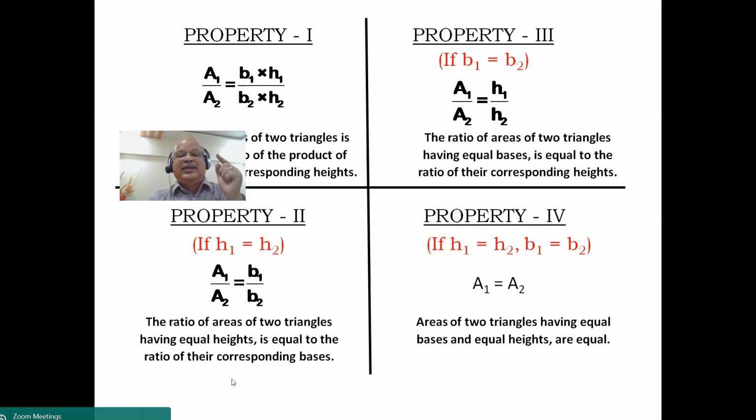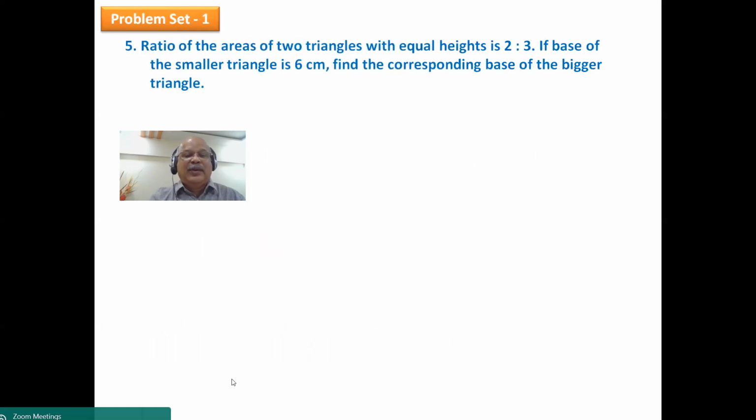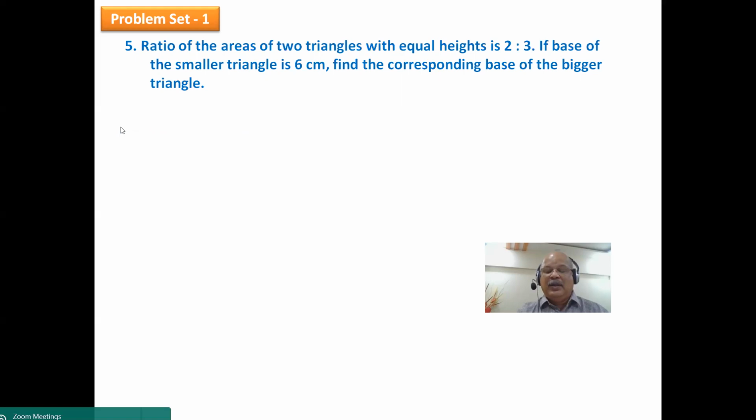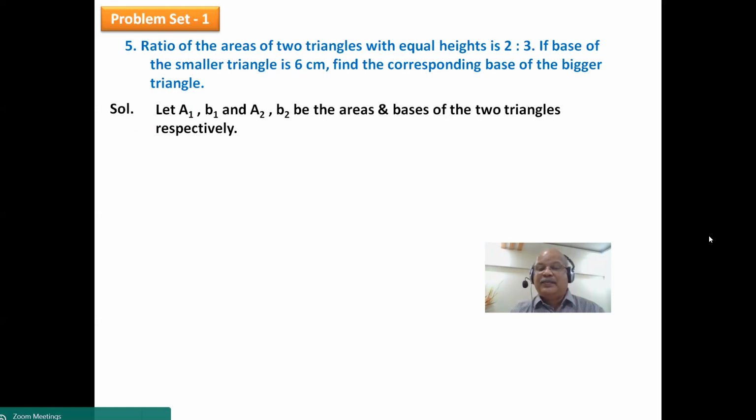Based on this, let us take up a sum. Take a look at the question. We are given two triangles. One is called the smaller triangle, the other one is called the bigger one. The names of the triangles are not given to us, and that's the reason we take the areas as A1 and A2 and the bases as B1 and B2.